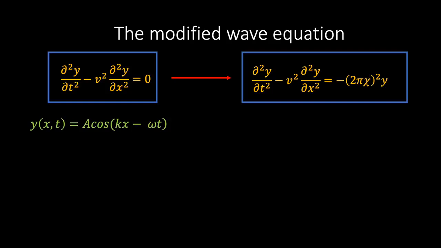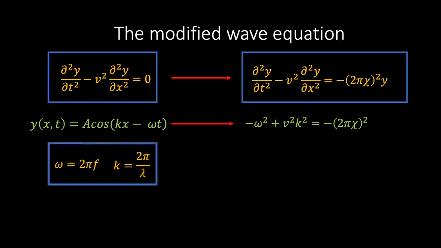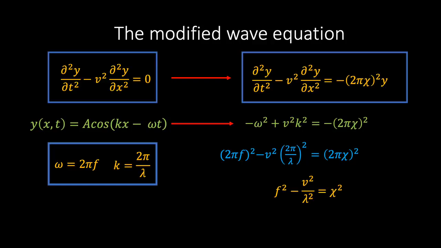A simple calculation reveals that, upon substitution, we find minus omega squared plus v squared k squared equals minus (2 pi chi) all squared. If we then sub in the definitions of omega and k, we can rewrite this expression in terms of the frequency and wavelength. If we then simplify this expression and rearrange for f, we find the following expression for the frequency of the modified wave.